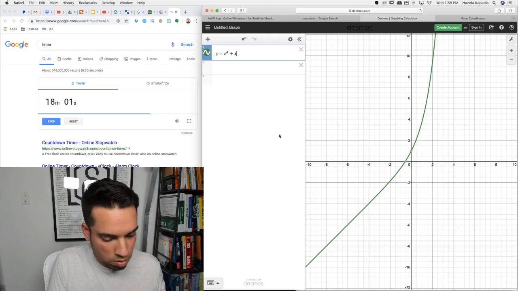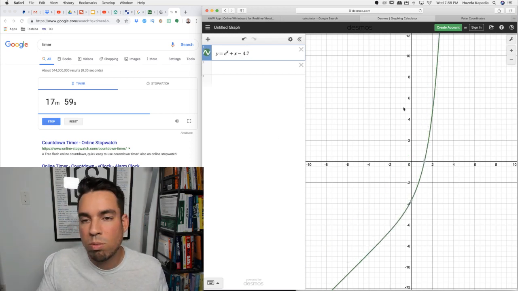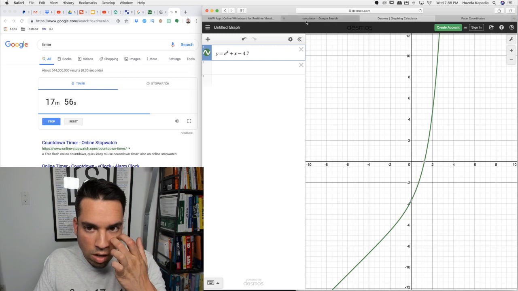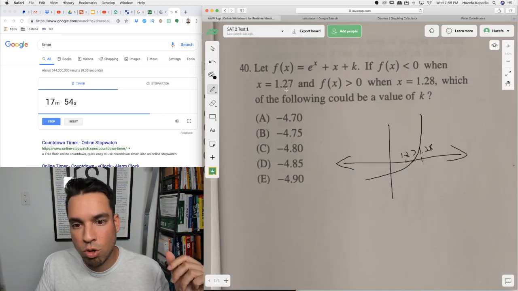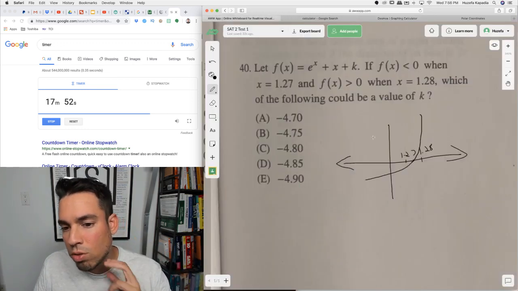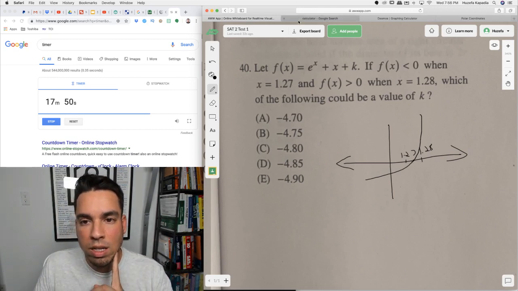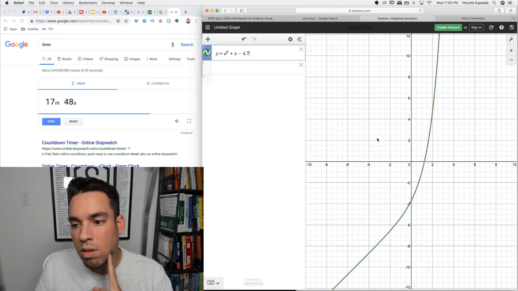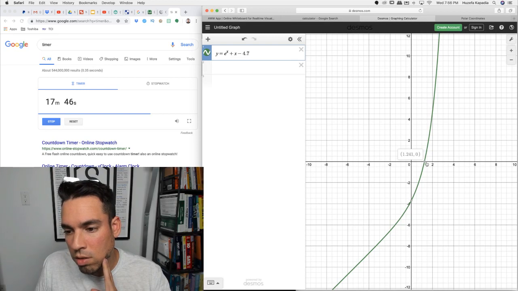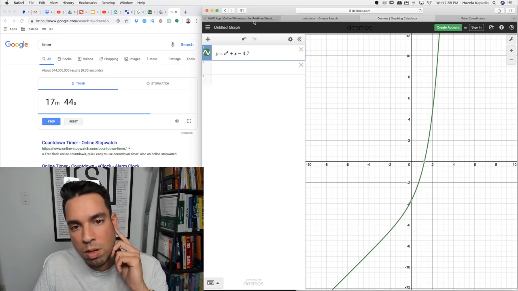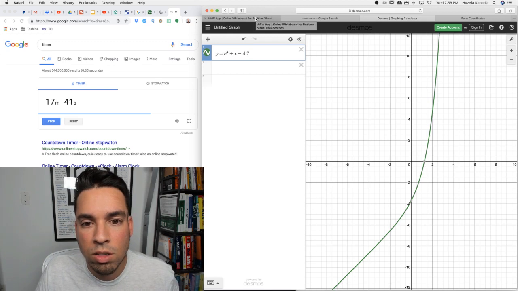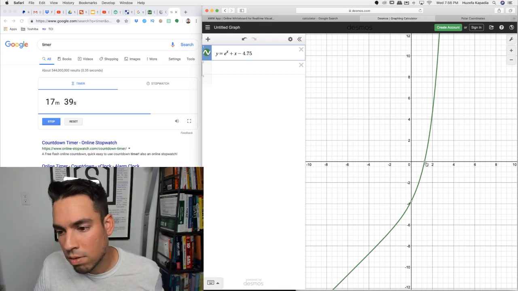Ex plus x. Okay, so right now it's totally wrong, and then it's minus. Let's try the first one, 4.7. So basically what they're saying is the 0 has to occur between 1.27 and 1.28. So that's the first option A, negative 4.7, and it's occurring at, nope, 1.24. It needs to be above 1.27.